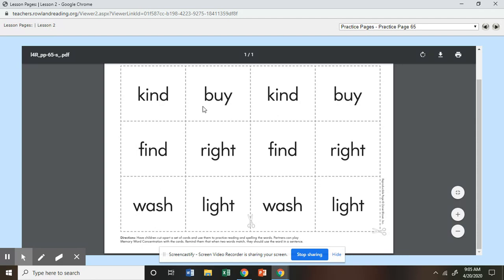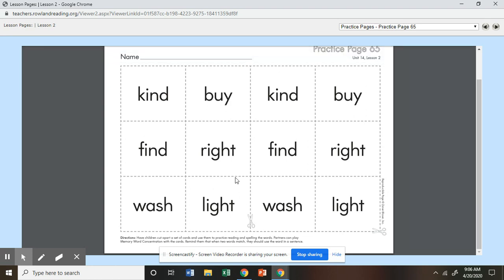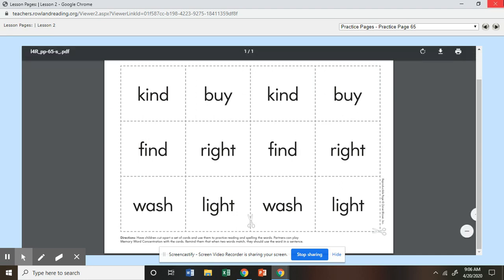Kind, buy. Remember, this is the kind of buy when you use money to get something from a store. Find, write, wash, light. A lot of long I sounds, but in different kinds of spellings. Kind and fine just have an I that's long. Right and light, the IGH says I. Okay. You can pause the video to do that now.